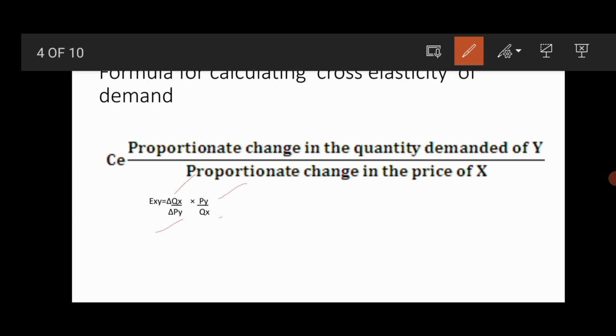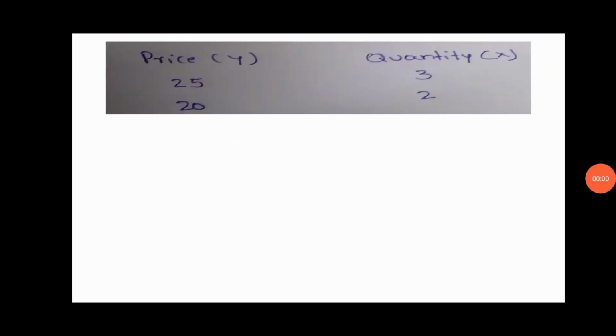That was explained here. Another formula for calculating elasticity of demand is delta Qx divided by delta Py, into Py divided by Qx. Here delta Qx means change in the quantity demanded of X, delta Py means change in the price of commodity Y, Py means the original price of commodity Y, and Qx means the original quantity demanded of X. Now we will see one question related to cross elasticity of demand.